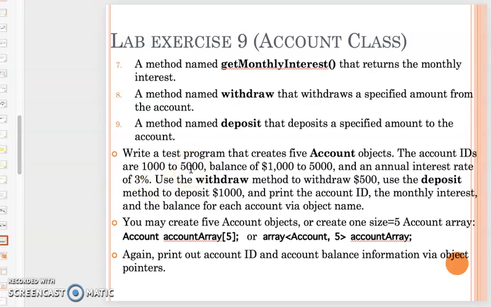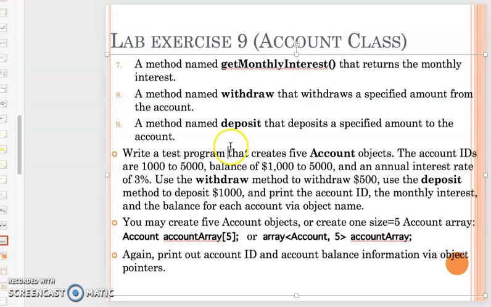In your test driver, that's your driver program, we will call it lab exercise 9.cpp. It will create 5 account objects. These 5 account objects you can save one by one as 5 different account objects, or you can create an account array like this. You can do either a C array or a C++ array. Each one has an ID from 1000 to 5000, and the balance is the same, 1000 to 5000. For each object, I want you to withdraw 500, then deposit 1000. Then we can check that your withdraw and deposit methods are working correctly. Then display the information.